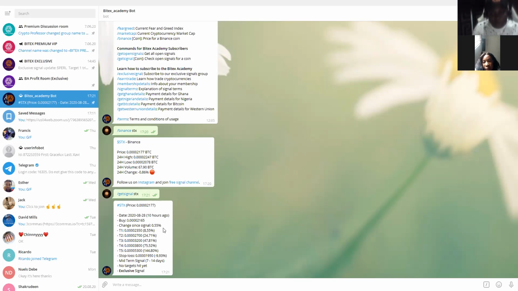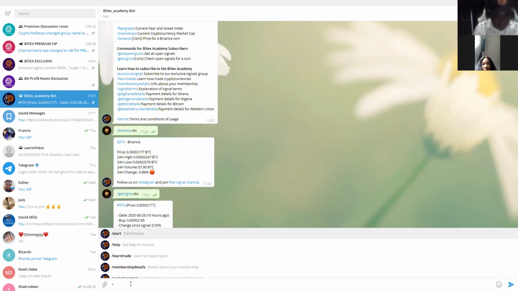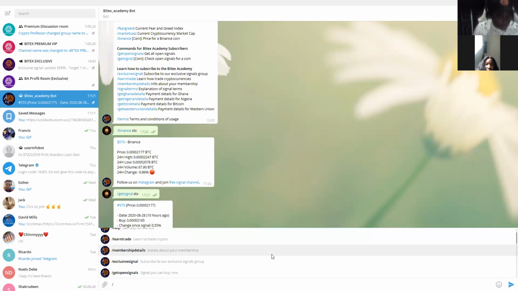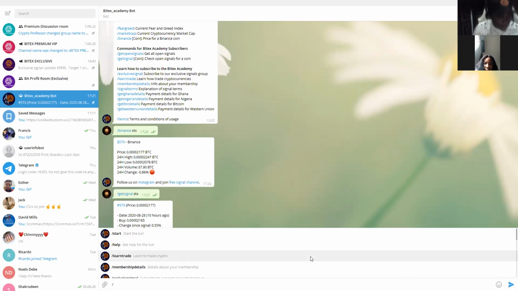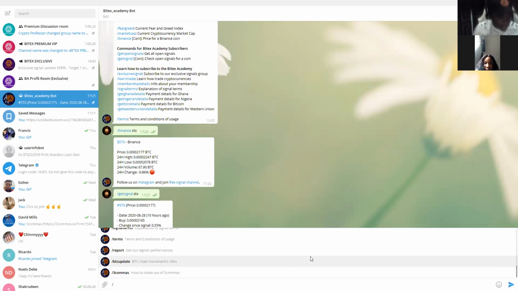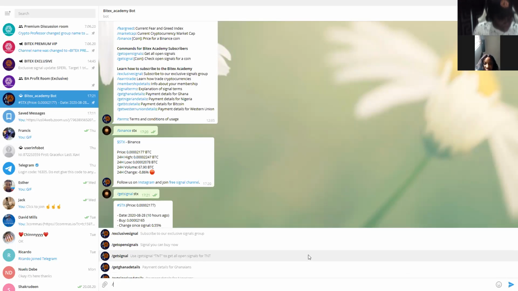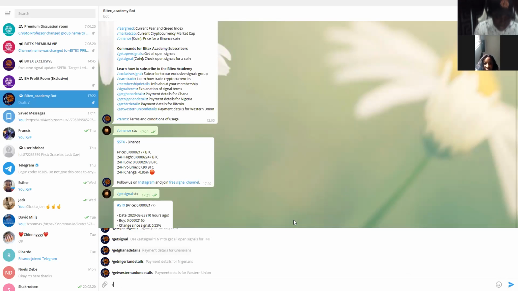In our bot, there is something called get signal. Let me show you everything. You are seeing something like, I don't know how it's going to show in full. You can see get open signal, get exclusive signal, and the other get signal options.